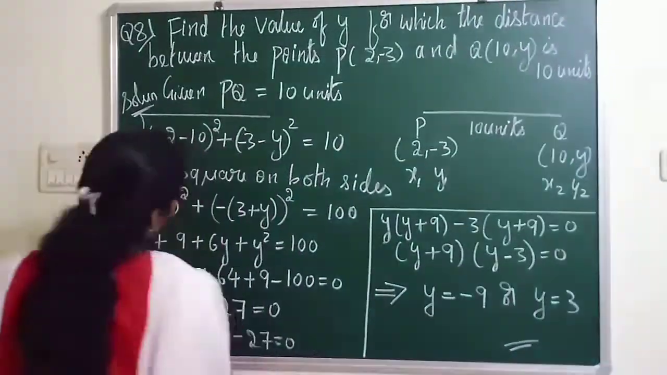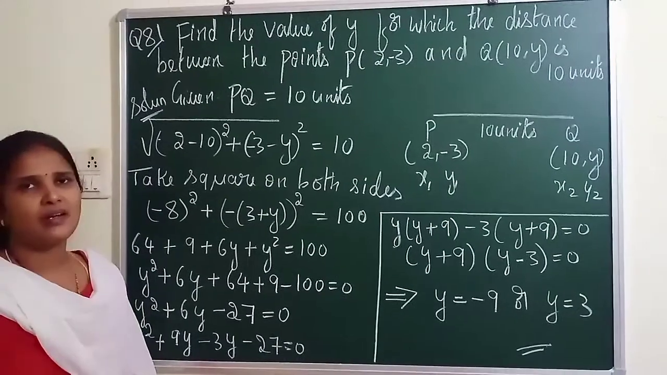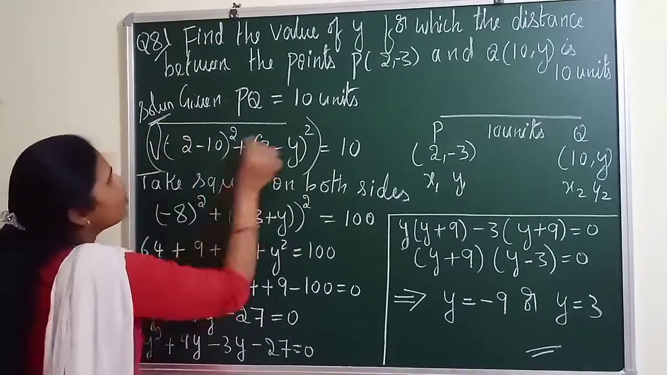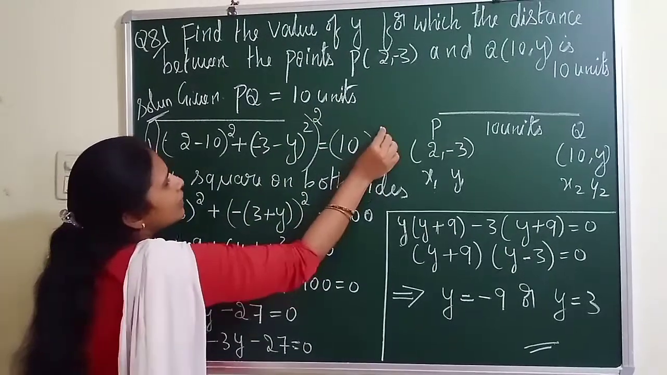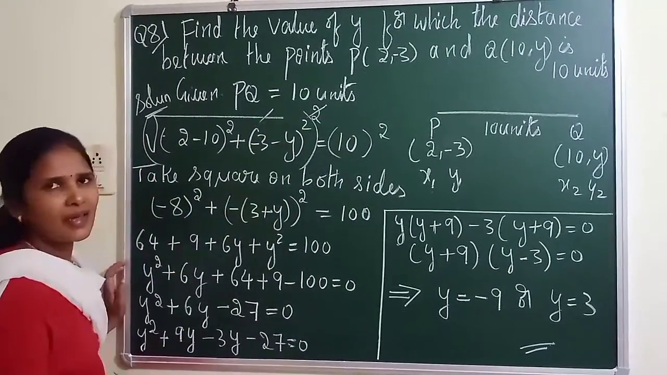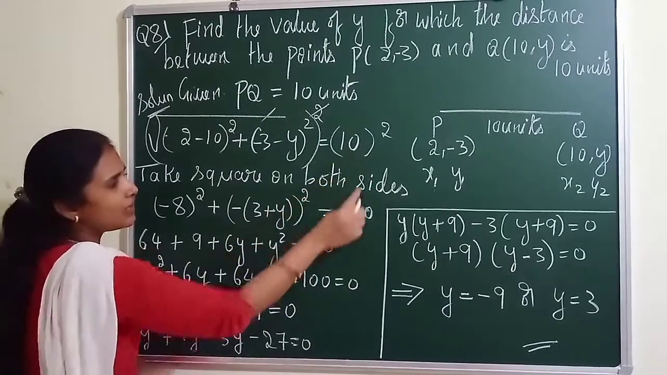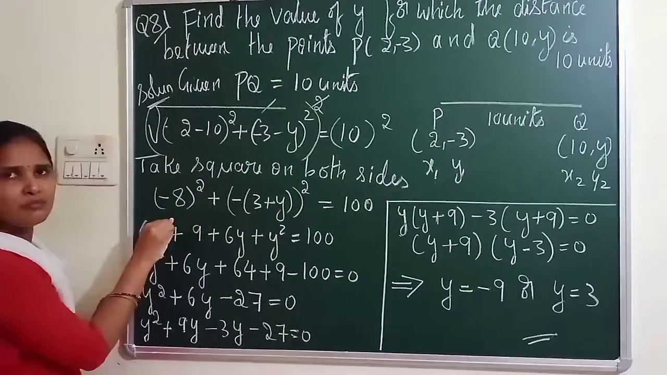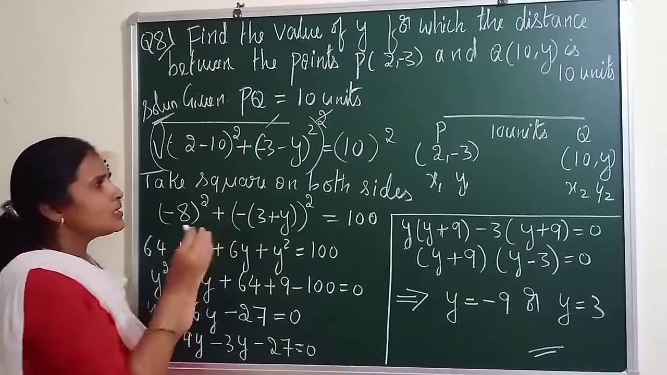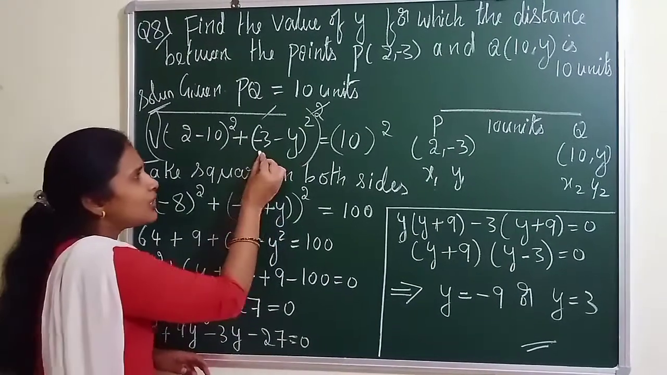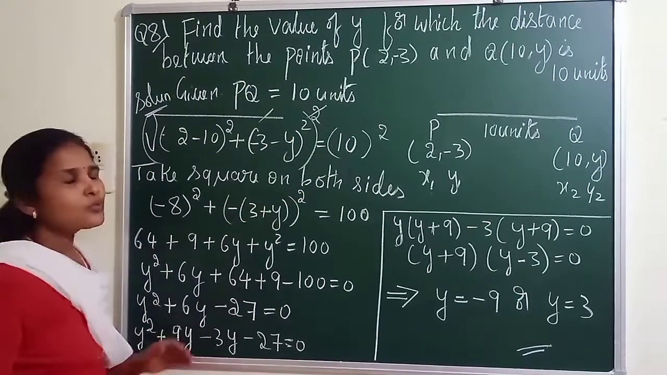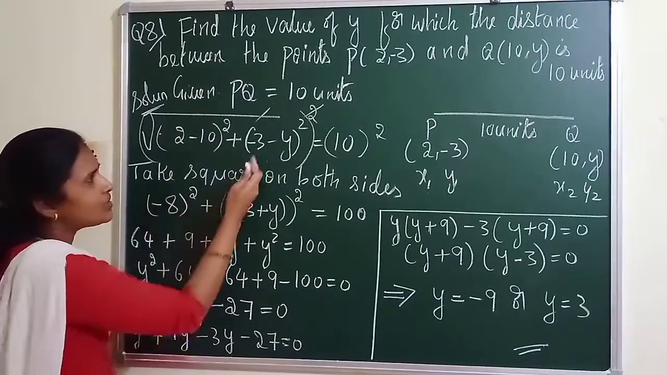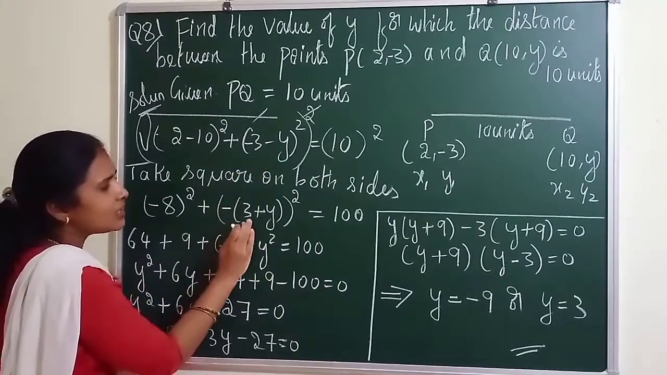So what do I have to do now to remove the root on the left side? Again, take the square on both sides. So the square and square root get cancelled on the left side, and 10 square on the right gives 100. Now what is remaining? (2 minus 10) whole square is minus 8 square, plus... here you be careful. Even though it looks like (a minus b) whole square, don't apply the (a minus b) whole square formula. Remove the minus sign. When I remove the minus, it becomes 3 plus y.